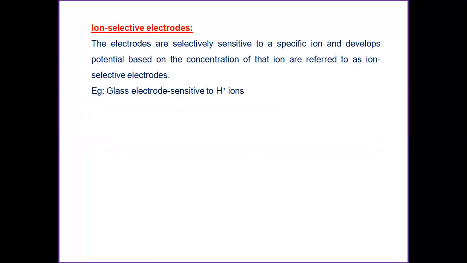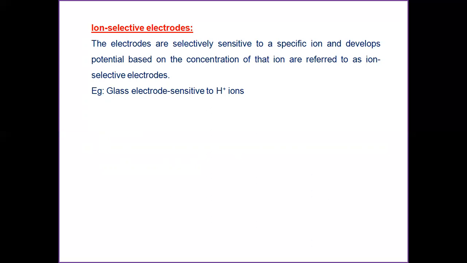The next important concept is the ion selective electrodes. Ion selective electrodes are selectively sensitive to a particular kind of ion, specific to an ion, and develop potential around them based on the concentration of that particular ion. These types of electrodes are referred to as ion selective electrodes. For example, you can consider the glass electrode. This glass electrode is sensitive to H+ ions. That means in a combination of many ions, the glass electrode is selectively sensitive to H+ ions and develops a potential based on the concentration of H+ ions only.